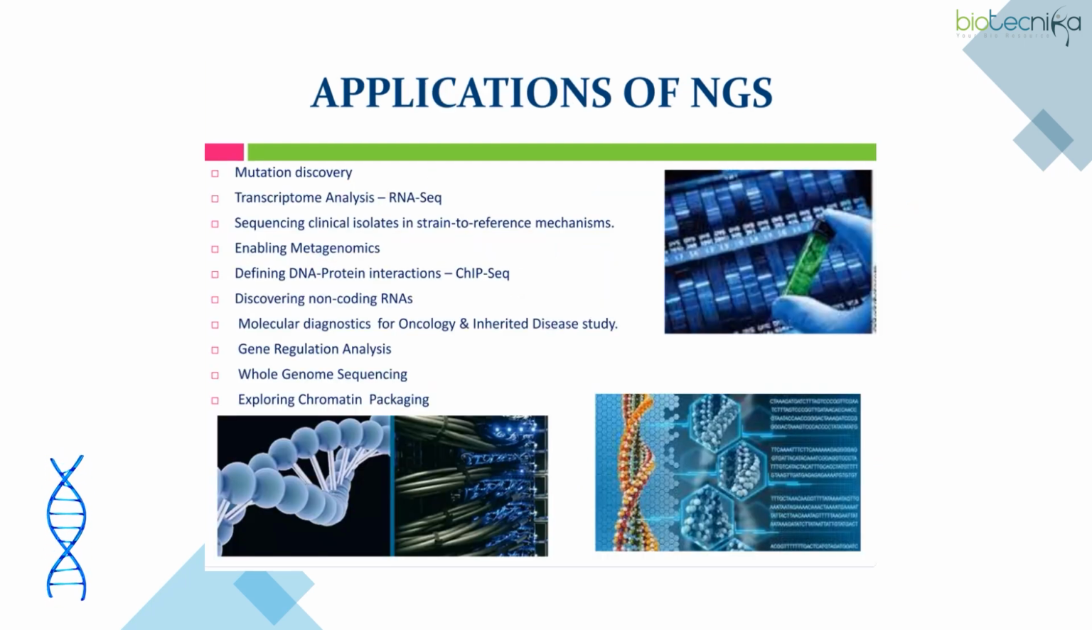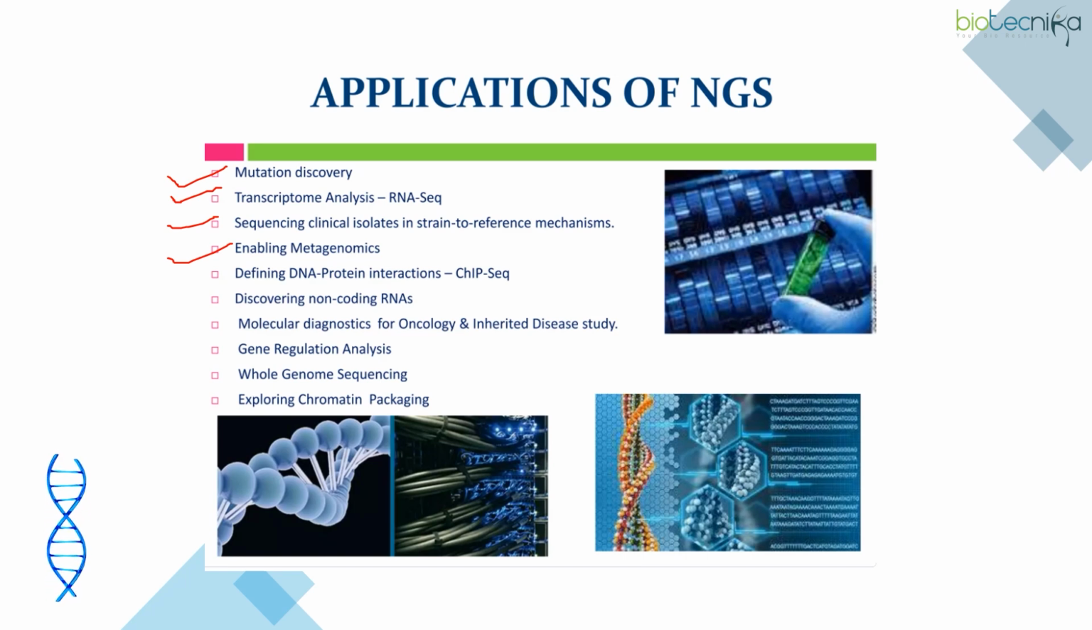So, quick applications of the NGS technique: as you all can see, it is used for mutation discovery, right? To study transcriptomics analysis using RNA sequence data. You can even work with sequencing of clinically isolated strains with a reference mechanism, right? It will also enable us to do metagenomic studies, right? Metagenomics is nothing but where you can look at samples from soil or the human gut, and then you can find new species, targets of your interest, right?